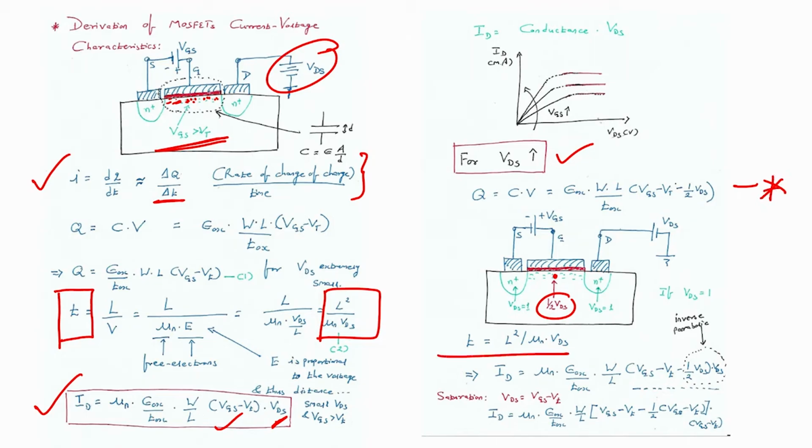So, T equals to, I know this formula here, L square by mu n VDS. So, if I substitute this value, what will happen? ID equals to mu n, this one, into W by L VGS minus VT minus half VDS into VDS, right. So, what does this look like? This looks like nothing but half VDS into VDS, looks like an inverse parabola.